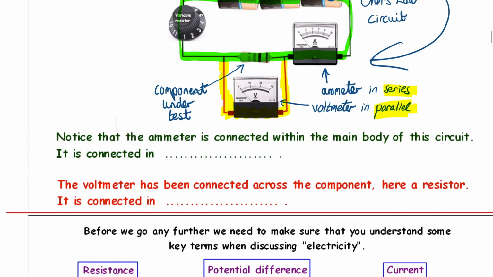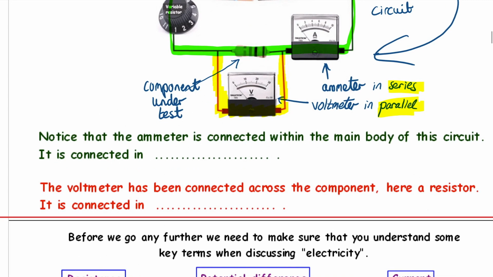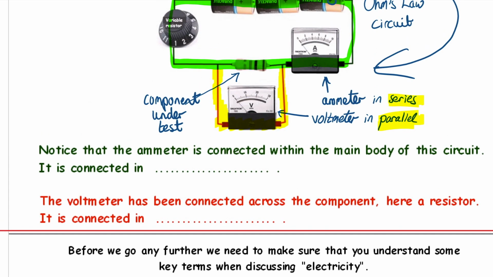Finally, just a quick recap on those two words. We'll be using a lot more next week. It says, notice that the ammeter is connected within the main body of the circuit. It is connected in series. New words for today. And you'll notice that's been highlighted in green above. The voltmeter has been connected across a component. Here is a resistor. It is connected in.